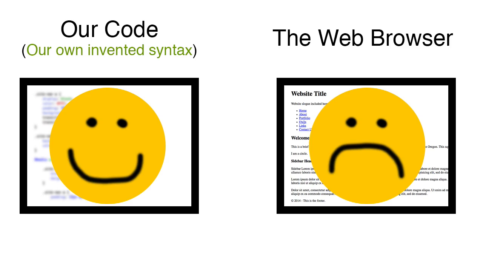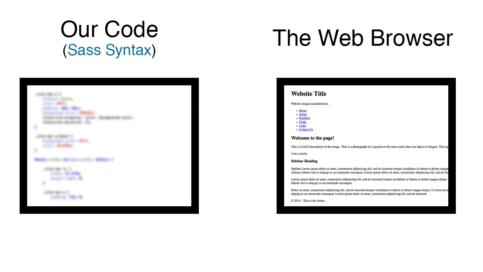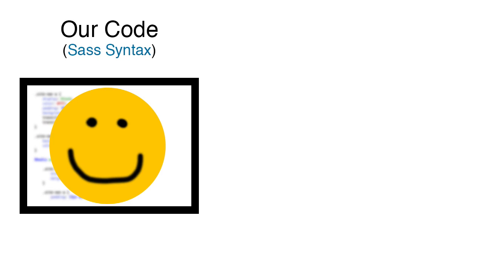So if we tried to invent our own syntax, we would be happy because coding would be more enjoyable, but the web browser would just sit in the corner with a sad look on its face, unable to add any style to the page. So this is where SASS comes into play. The brilliant minds behind SASS invented their own style sheet syntax. Now, if we use this new syntax and try to pass it directly into the web browser, it won't understand it, and none of the content will be styled. So again, we will be happy because the code is more enjoyable to write, but the browser will still be sad.